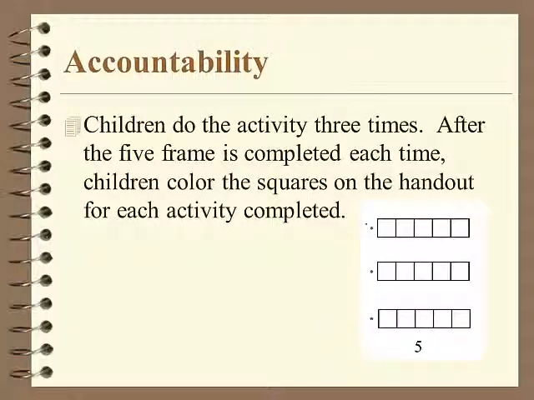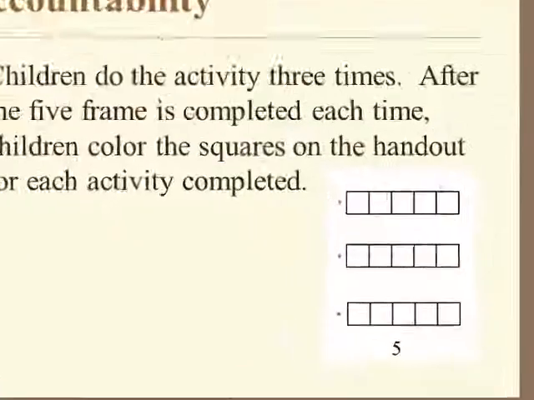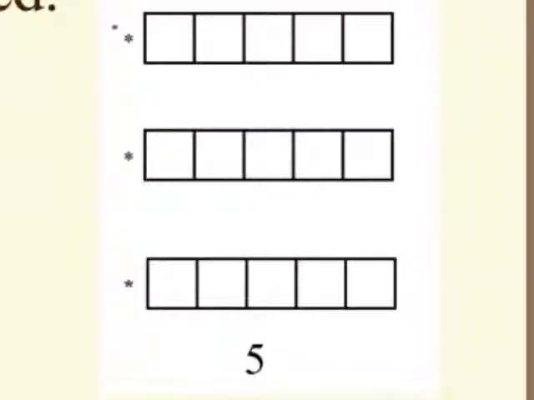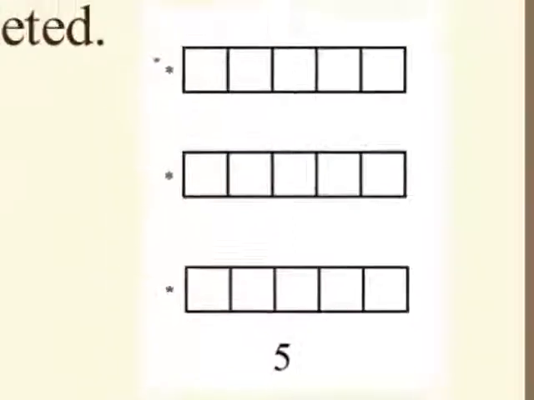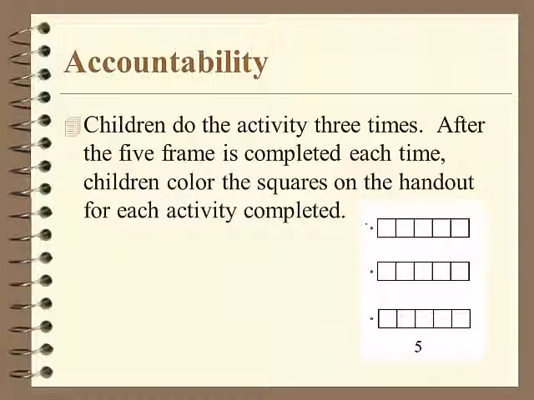As a regular task for this lesson, ask the student to do this activity 3 times. After the 5 frame is completed each time, students should color the squares of the handout.